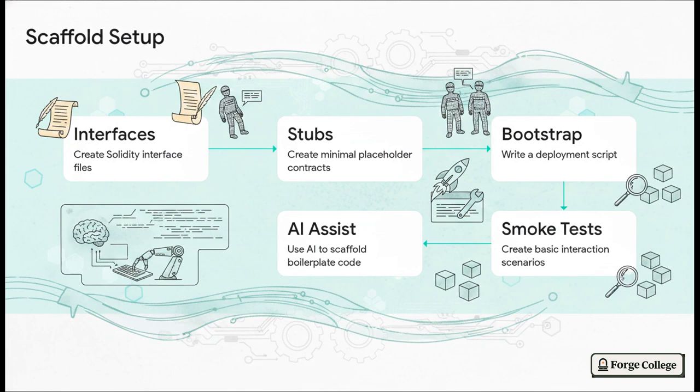We've got a really simple 5-step assembly manual for standing up your local Hardhat toolchain. 1. Create interfaces. 2. Create your crash test stubs. 3. Write a bootstrap deployment script. 4. Create smoke tests. And 5. Use AI. Honestly, you can literally ask an AI assistant to scaffold out the boilerplate from your documented method names, which is going to save you hours of typing.